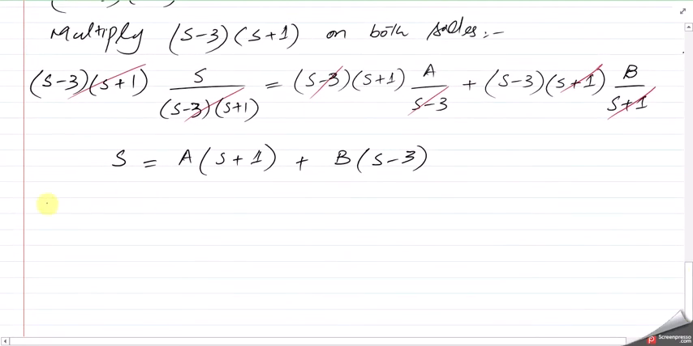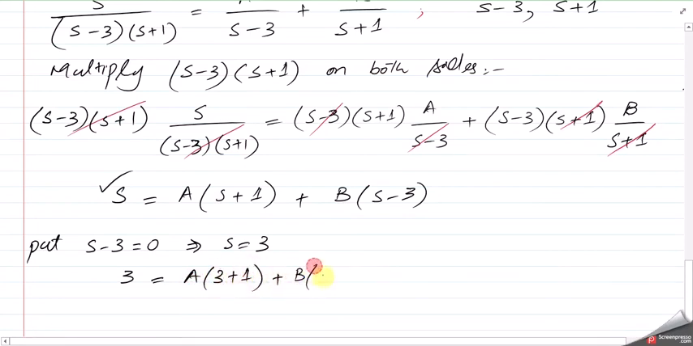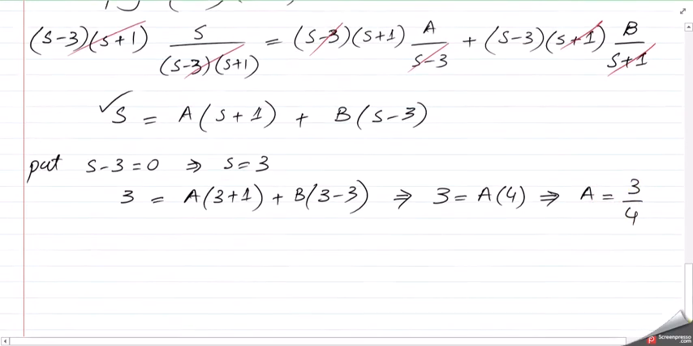Right. Now we put s minus 3 equals 0, let's say, because that's written first. This implies s equals 3. So 3 we put here. So this becomes 3 equals a times 3 plus 1 plus b times 3 minus 3. As you can clearly see, b goes to 0 because 0 into b is 0, and a times 4. So that gives a equals 3 over 4.